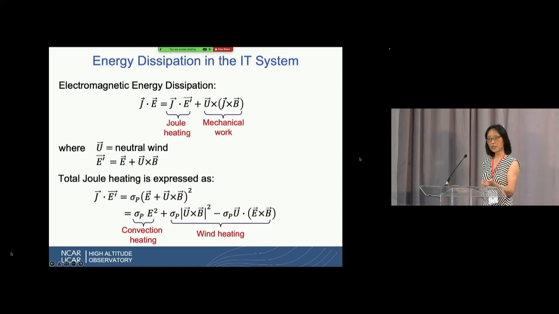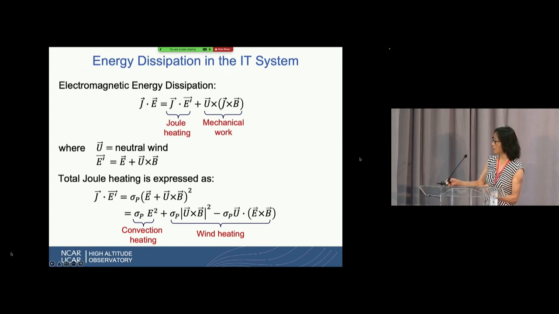So after you have the energy dissipating in the ionosphere-thermosphere system, the system is further divided into several terms. This is J dot E, the dissipation or generation term, which becomes J dot E prime, where E prime is the electric field in the neutral wind frame. This is the term people usually call the Joule heating term. Another term is the mechanical work done by the neutral wind on the plasma medium. Depending on which one is driving which, you can get negative or positive terms. So the Joule heating can also be separated in the neutral wind frame.